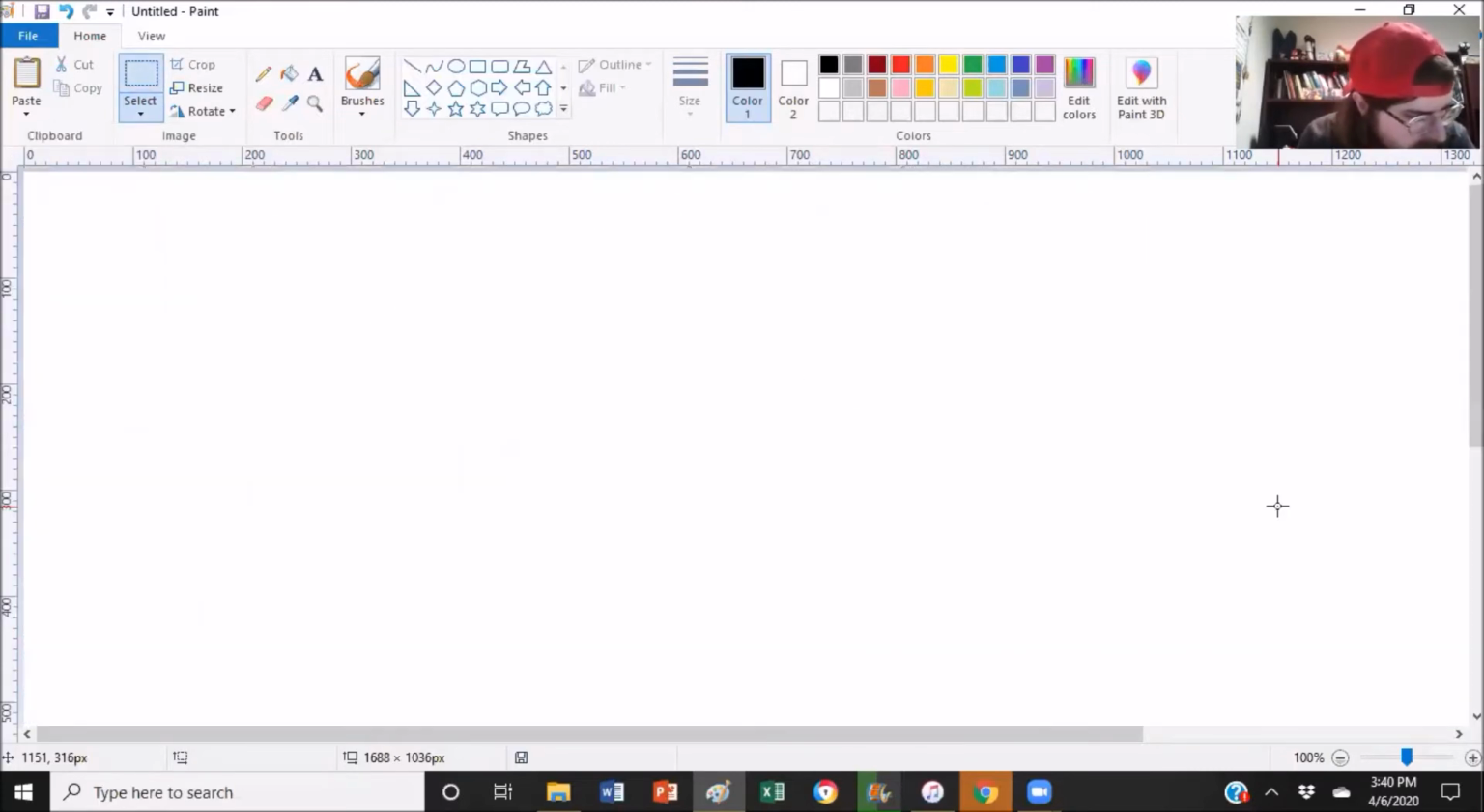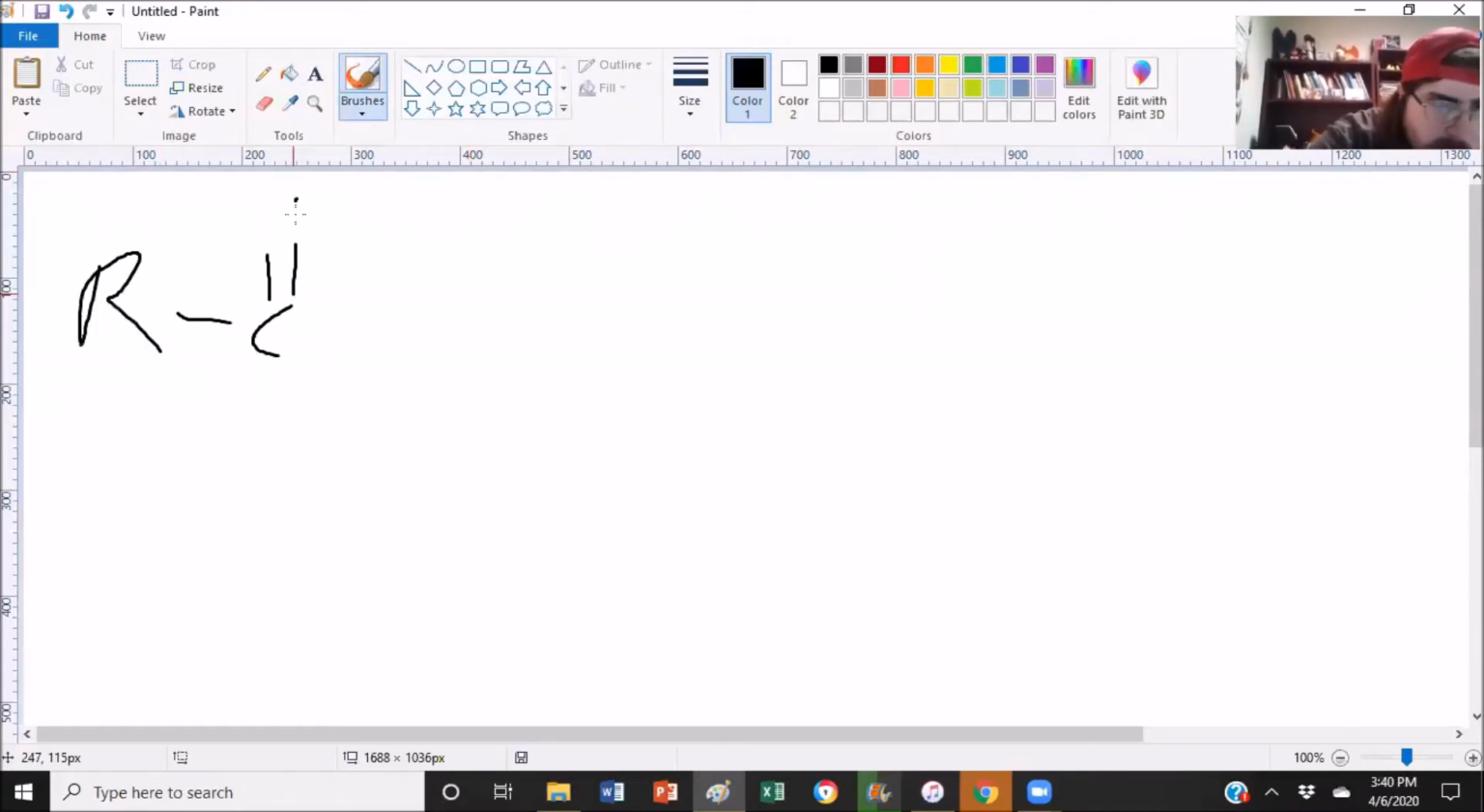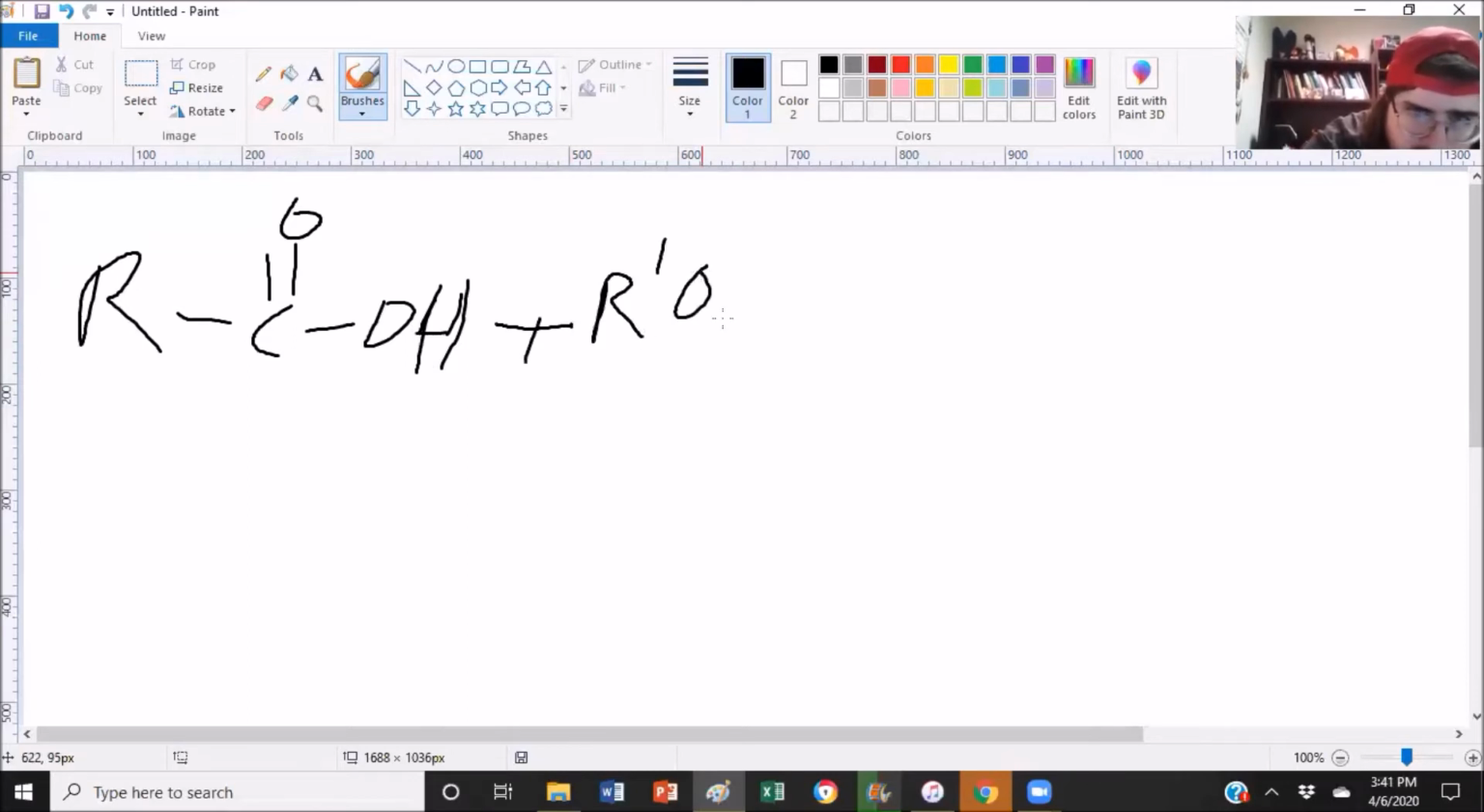Now this is a good one. Fischer Esterification. It's a way to make esters out of an acid and an alcohol. Of course, this is essentially the opposite of what we just did. It's possible to push it this way. It's just you need the right conditions. So essentially what the Fischer Esterification is, it's just O prime OH.